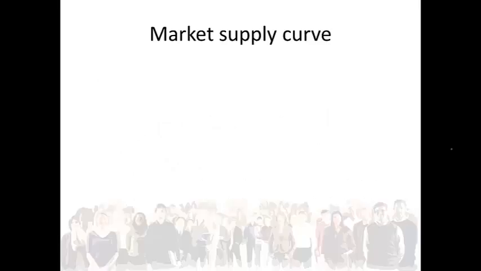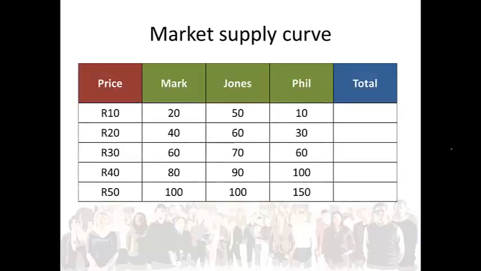Let's have a look at the example of 3 coffee producers: Mark, Jones, and Phil. Here's the quantity each producer will supply, given the prices from 10 Rand to 50 Rand. Let's get the market supply. At a market price of 10 Rand, the market supply will be 20 plus 50 plus 10 is equal to 80. At a market price of 20 Rand, the market supply will be 40 plus 60 plus 30 is 130.